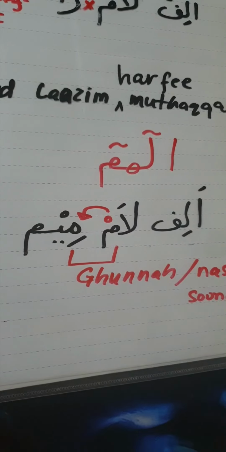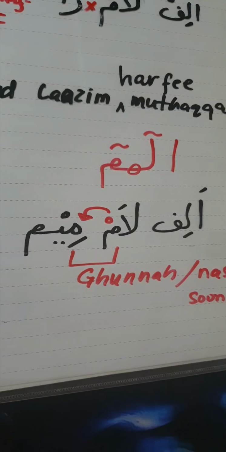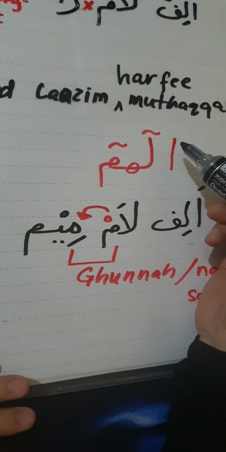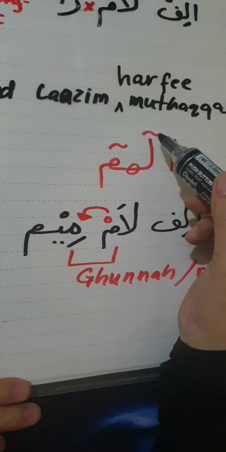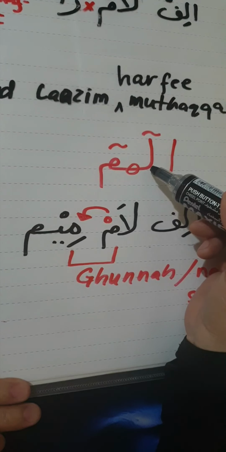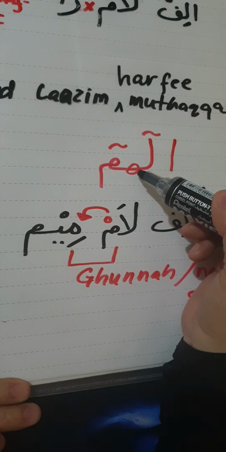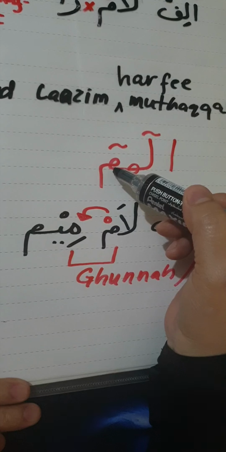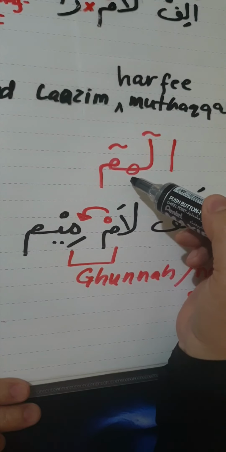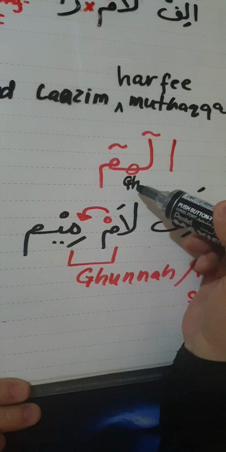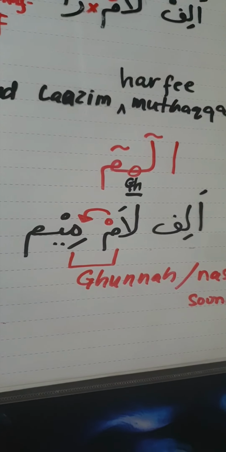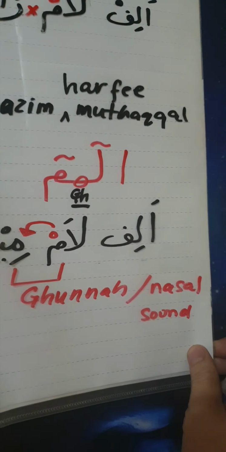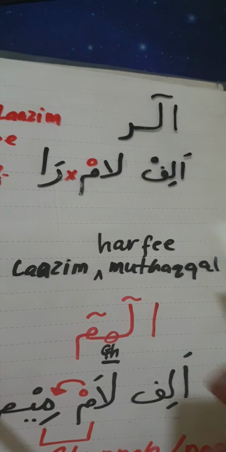Okay, so now we are going to read. As you can see, the alif doesn't have any mad at all, so it will be like this. Alif, lam, mim. So this one is the ghunna.